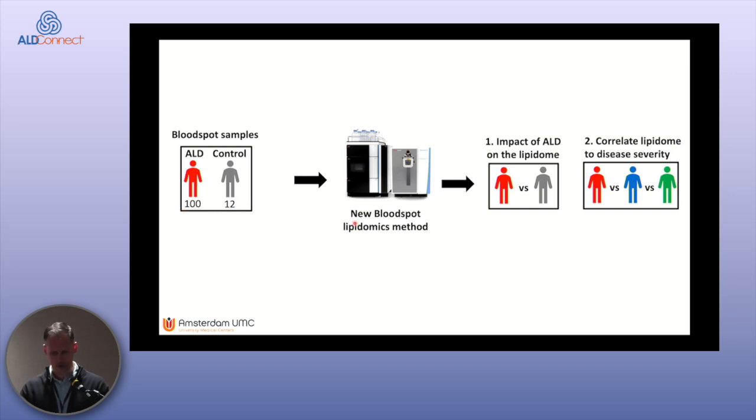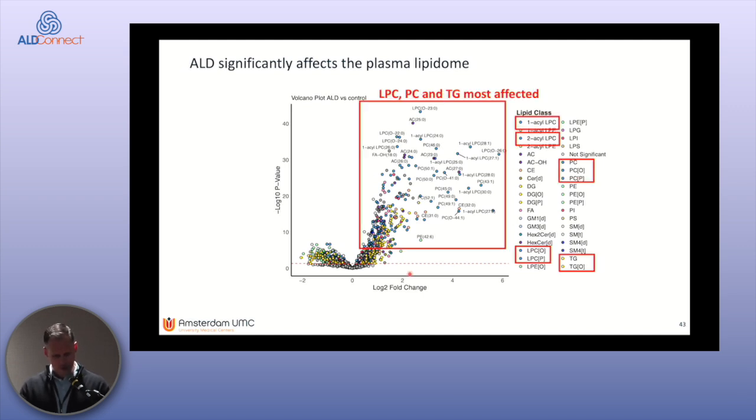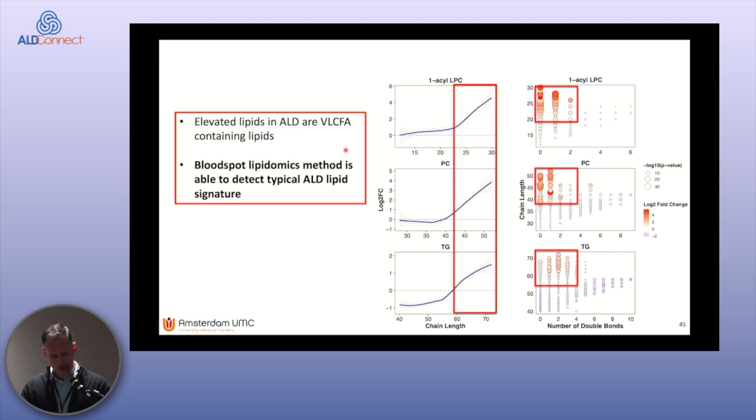So this is a volcano plot comparing ALD versus control. And similar to plasma, we were able to detect many increased lipids and show that LPC, PC, and triglycerides are most affected. Looking at the ALD lipidomic signature, we were able to show that indeed these elevated lipids are the result of very long-chain fatty acid accumulation. So this basically means that the blood spot lipidomics method is able to capture this very typical ALD lipidomic signature.